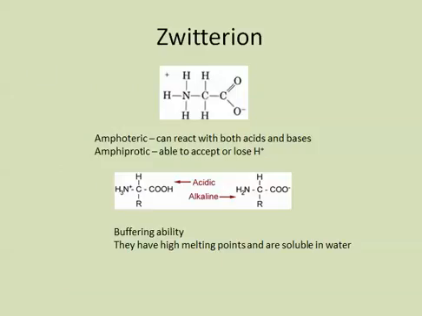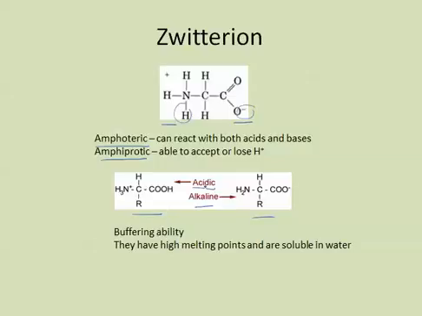Now, amino acids are referred to as zwitterions. Zwitterions have positive and negative charges on the molecule, but overall their net charge is 0. Amino acids are amphoteric because they can react with both acids and bases, and they're also amphiprotic because they're able to accept or lose an H+. If you think of this, this could be lost or an H+ could be gained there. So depending on what kind of solution they're in will affect their structure.